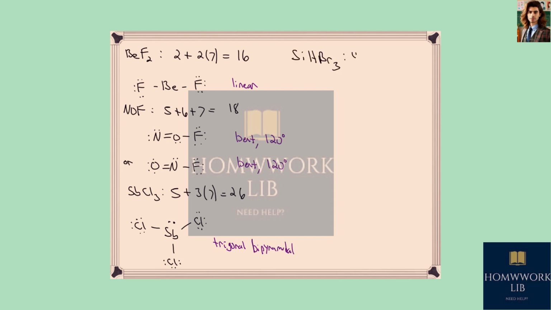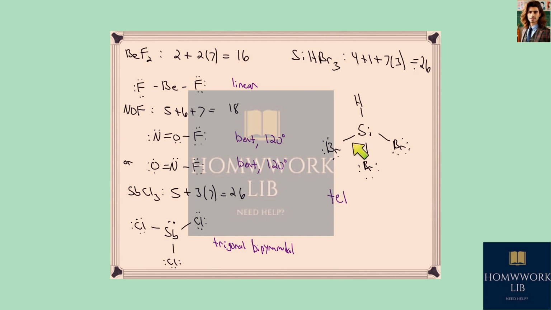Then for the last one, we have SiHBr3. Si has 4 valence electrons, hydrogen has 1, bromine has 7. There are 3 of them. That gives us a total of 26. We then bond the 3 bromines and the 1 hydrogen to silicon, each bond requiring 2 valence electrons. And then we give each bromine 3 lone pairs. That would have used up 26 of the 26 valence electrons.